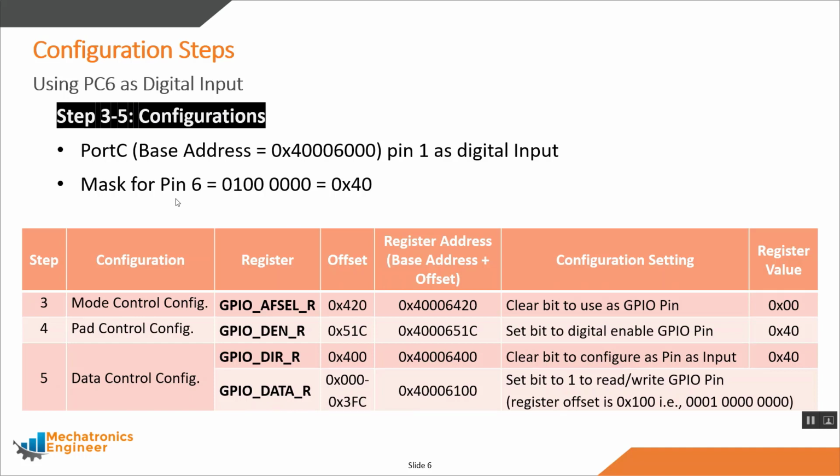For evaluating the offset for pin 6 of port C, pin 0 starts from bit 2. This is pin 0, pin 1, pin 2, pin 3, pin 4, pin 5 and pin 6. So this bit will be high and all the remaining bits will be 0. The corresponding hexadecimal offset value is hex 100.